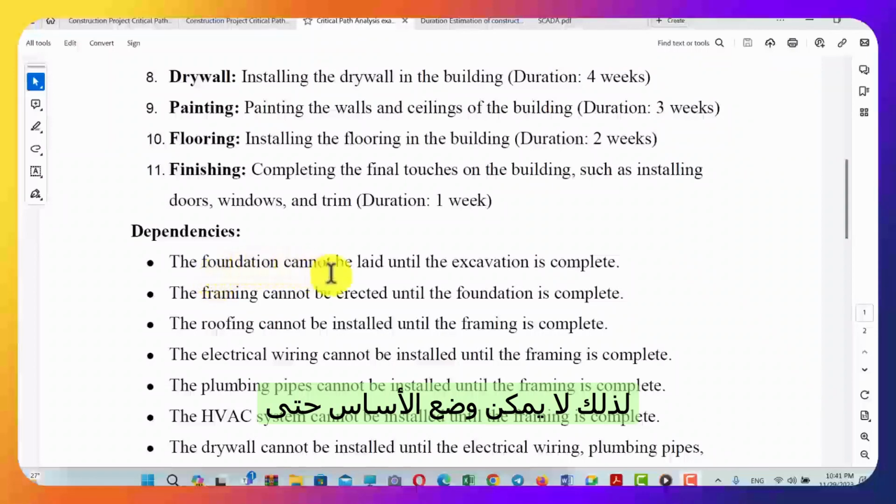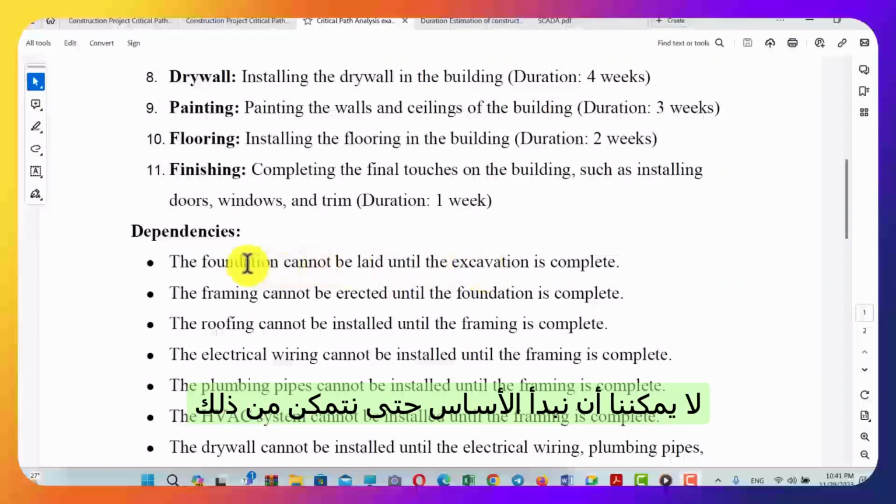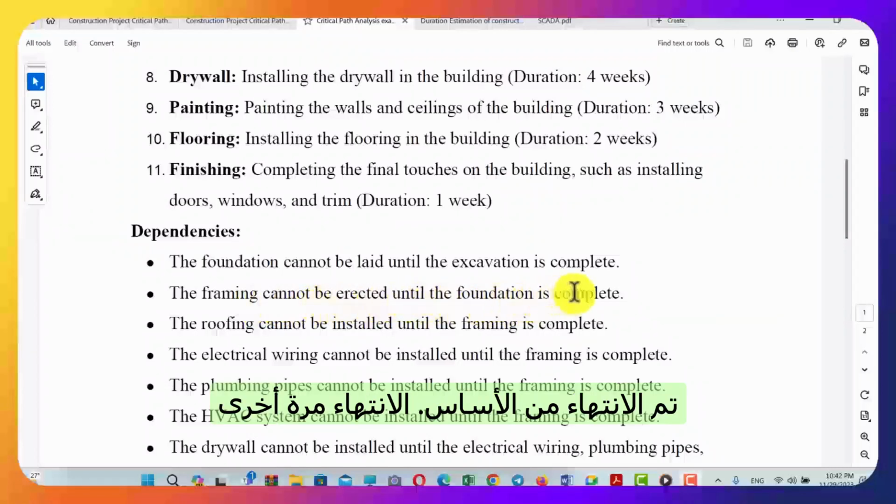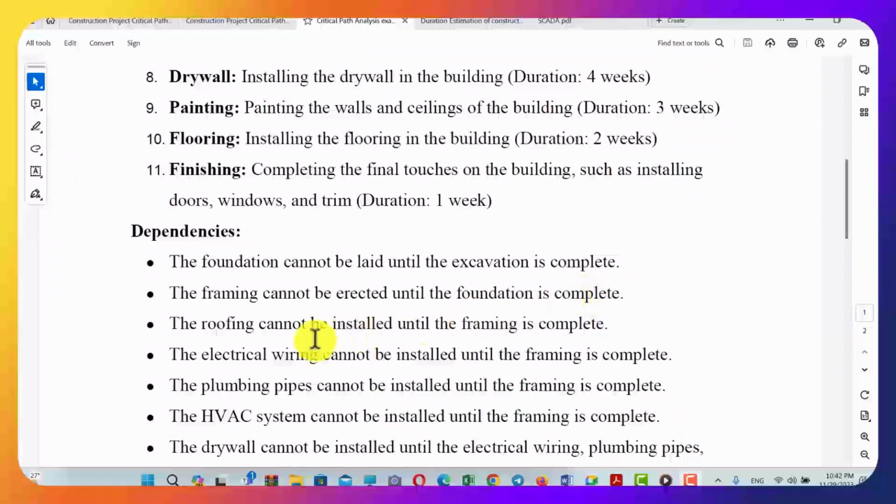So the foundation cannot be laid until the excavation is completed. So the foundation depends on the excavation, so we cannot start the foundation until we finish the excavation. We have to finish the excavation for the foundation to start. Finish to start relationship. Then the framing cannot be erected until the foundation is completed. Again, finish to start relationship.